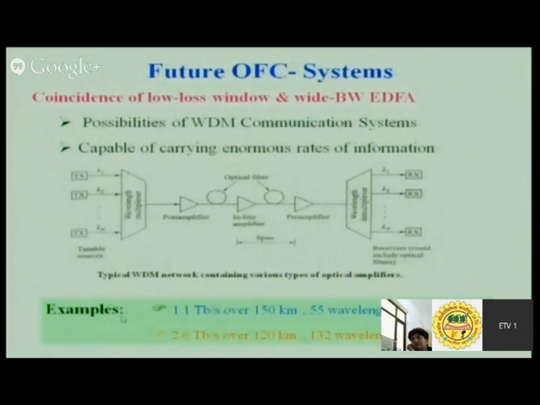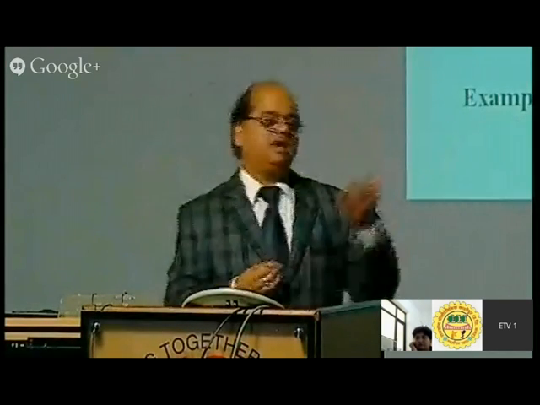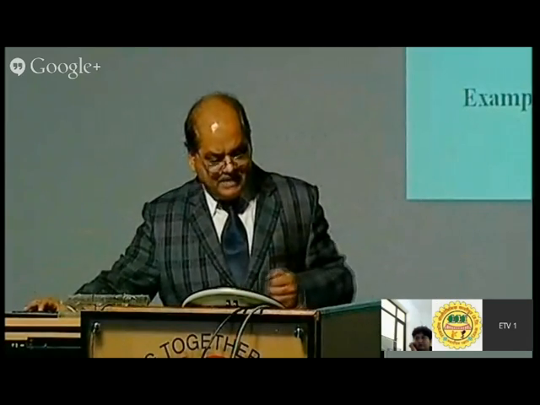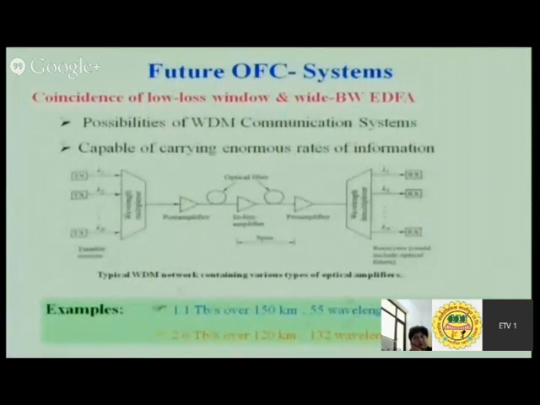Example systems have already been developed and put in use. Even in Chandigarh, they are using telecommunication on the DWDM system. We have the regional Northern telecommunication link at Chandigarh, which is covering all the system on DWDM. It is taking all the information. So terabits of data are possible with 55 wavelengths. Similarly, 2.6 terabits up to 120 kilometer repeater spacing at 132 wavelengths.